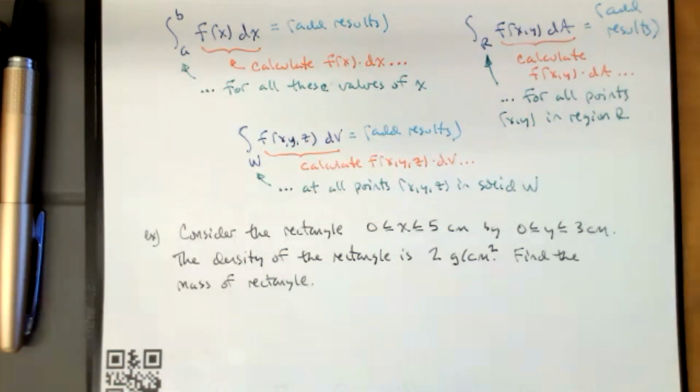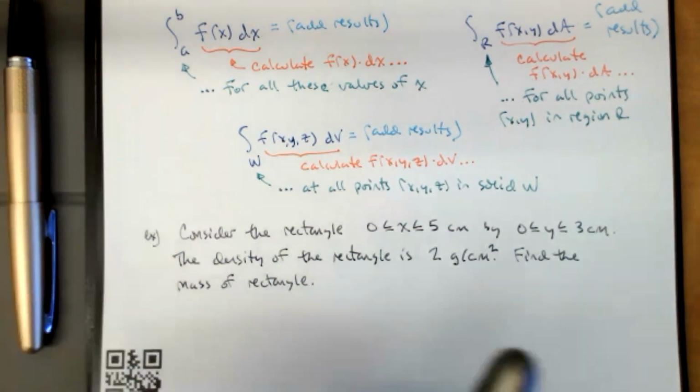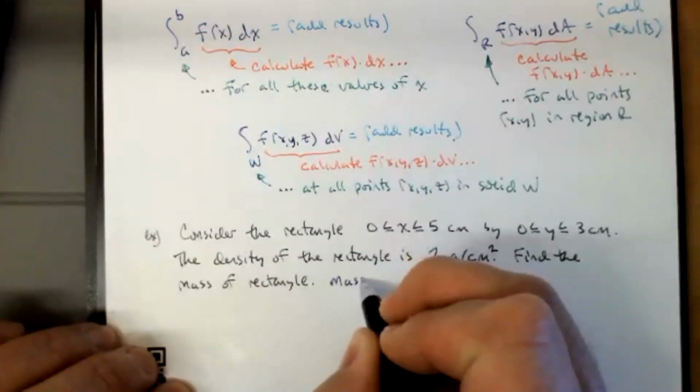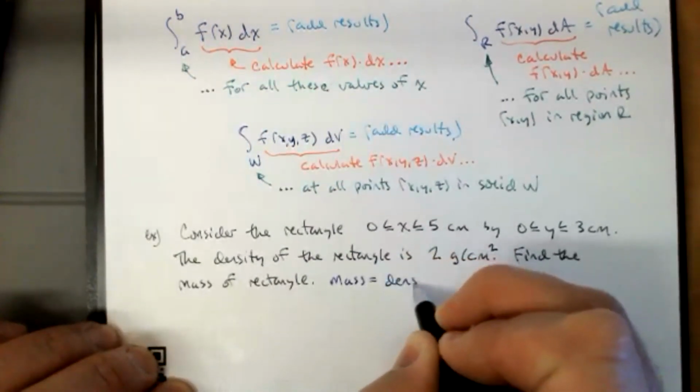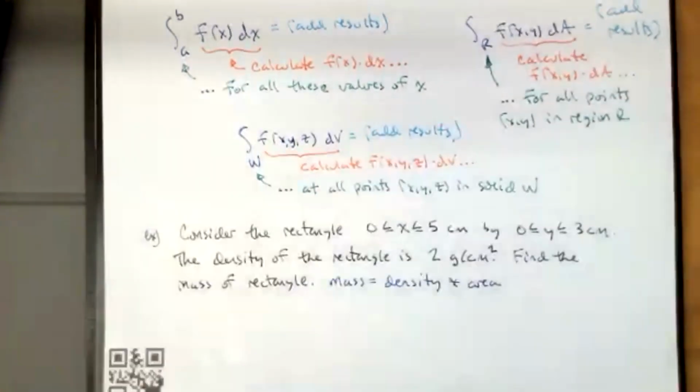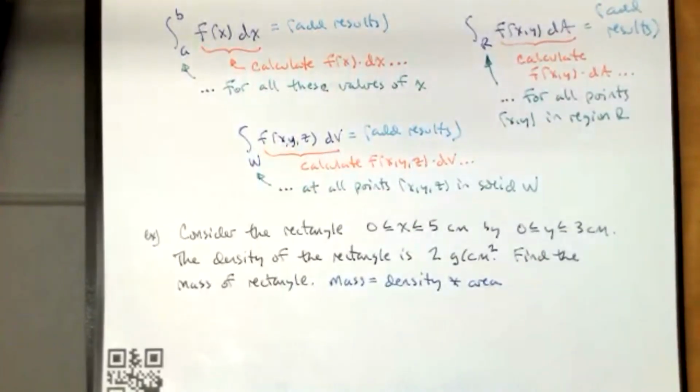This is going to be based on multiplication. The mass is going to be the density multiplied by the area. Since I have the length and the width and it's just a rectangle, the mass is going to be the density multiplied by the length multiplied by the width.